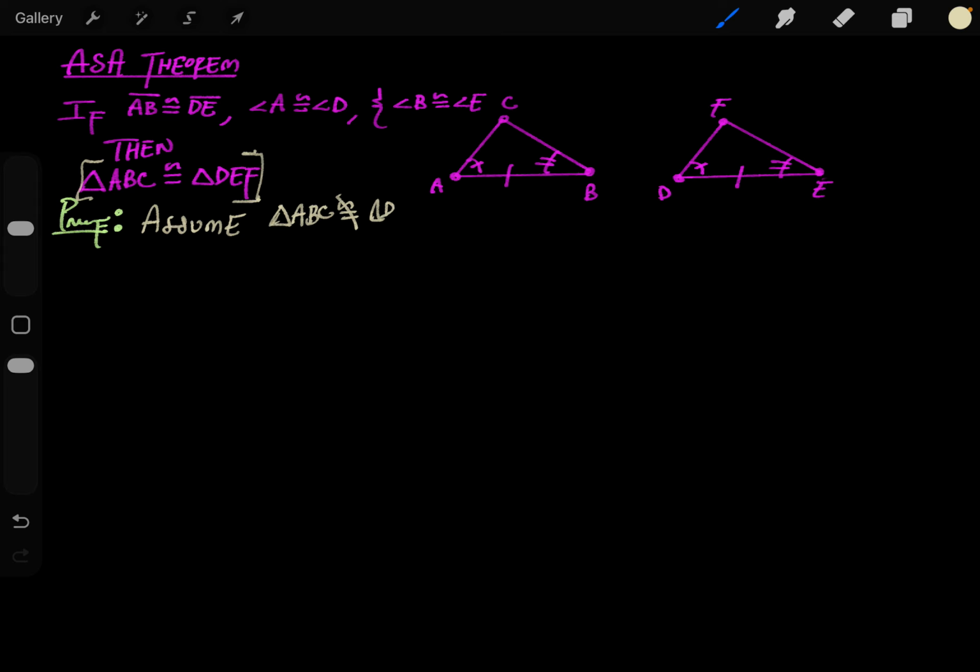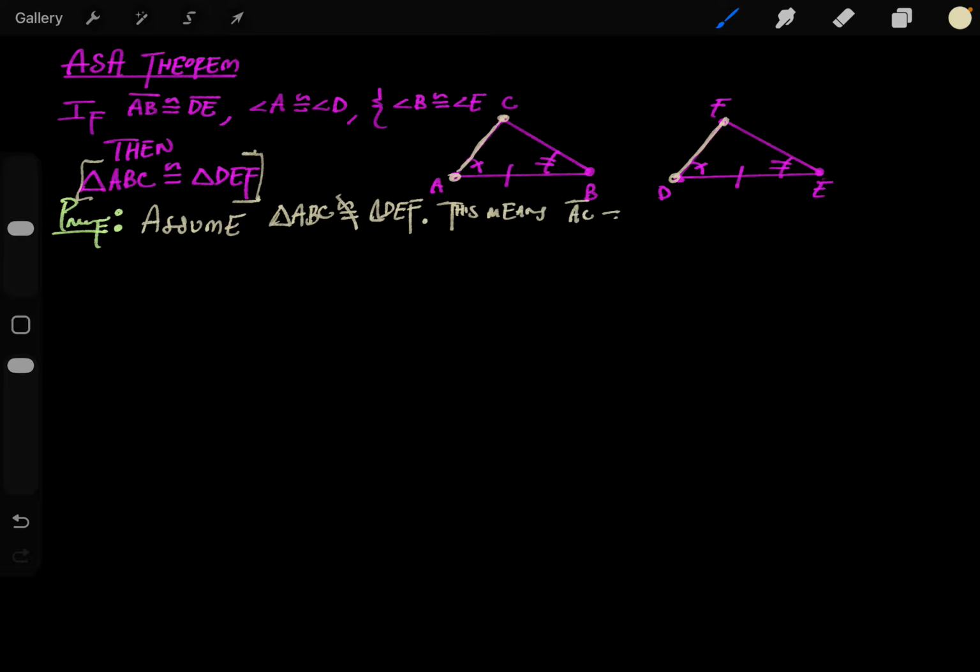Now, if these two triangles are indeed not congruent, what that must mean is that AC is not the same as DF, because if they were congruent, then these two triangles would be congruent. So if AC were the same as DF, then the two triangles would be congruent. Now, it doesn't matter which, one is smaller than the other. Without loss of generality, we can just say let AC be the smaller of the two sides.